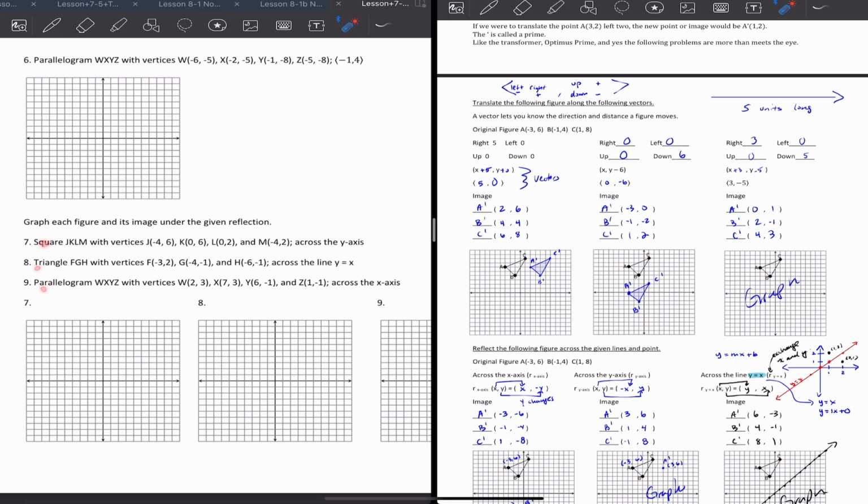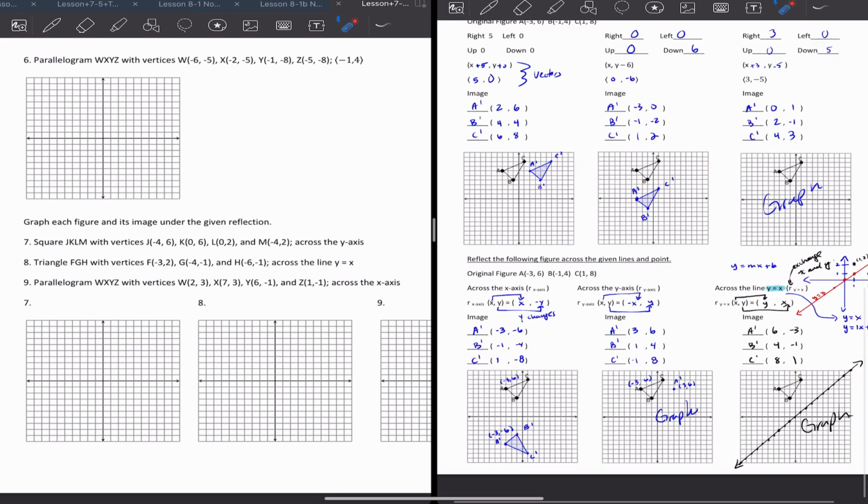Numbers 7, 8, 9: all these problems are telling you to reflect across a certain line. This one's saying across the y-axis. So ask yourself, does the x or the y change? You have across the line y equals x. Think y equals mx plus b. And then here you've got reflecting across the x-axis. Again, are you changing the x or are you changing the y? I highly recommend that you go back and look at your notes here.